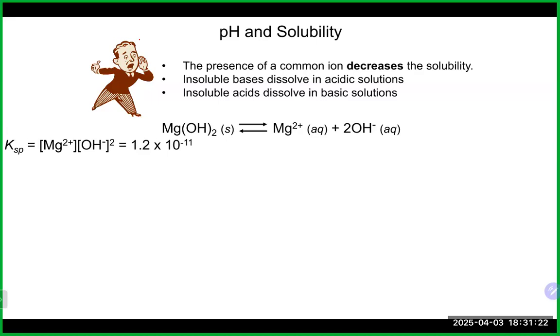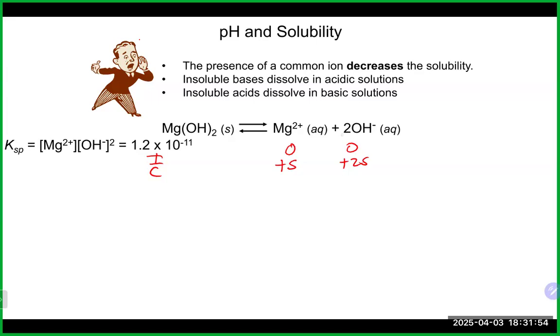If we have an insoluble base, it will be soluble or will dissolve in acidic solutions. And if you have an insoluble acid, it will dissolve in basic solutions. So for example, we take magnesium hydroxide, which appears to be basic there since there's hydroxide involved. And the KSP there for it is 1.2 times 10 to the minus 11. We do a little calculation, a little ice table here, 0, 0, change, plus S.